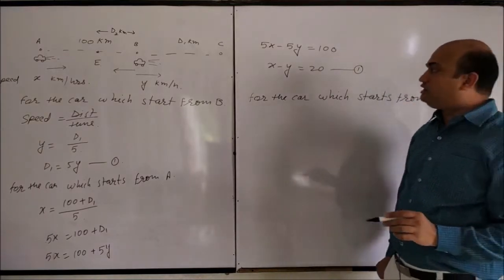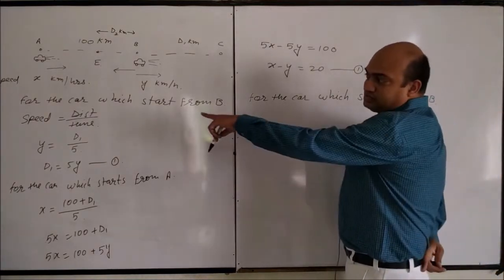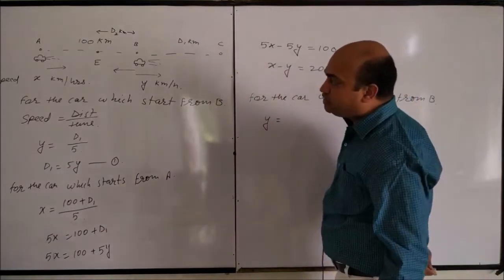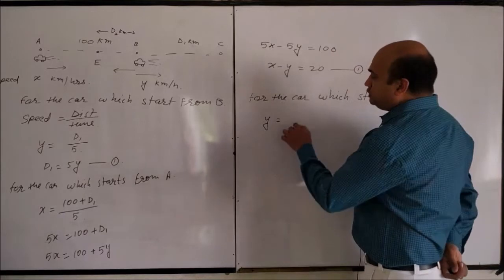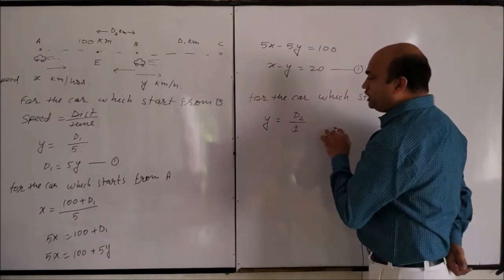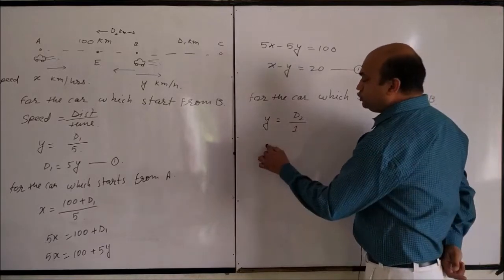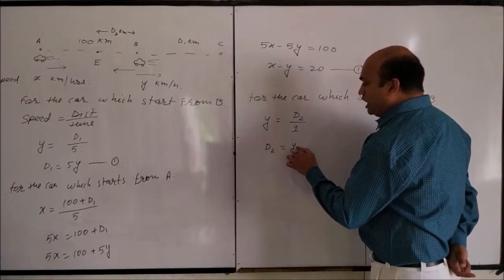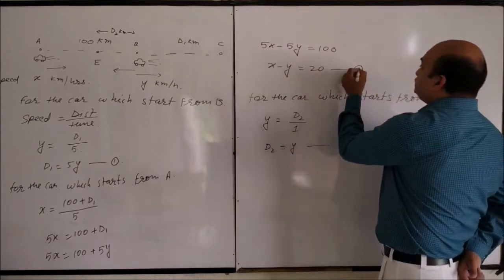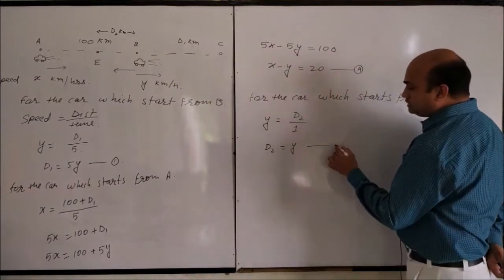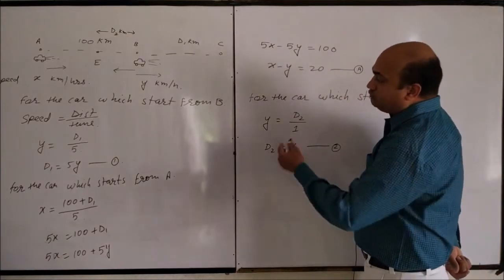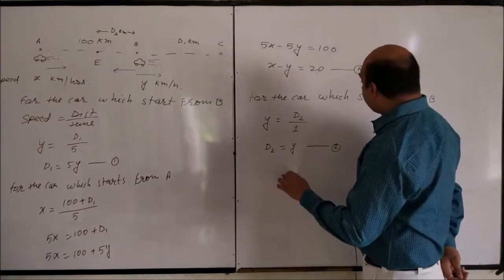For the car which starts from B, by speed equal to distance upon time, speed of the car is y kilometer per hour. It travels the distance d2 kilometer and the time it required is 1 hour. Therefore, d2 is y. We will get this as an equation. This equation we take as A and this is 2. Now we talk about the car which starts from A.